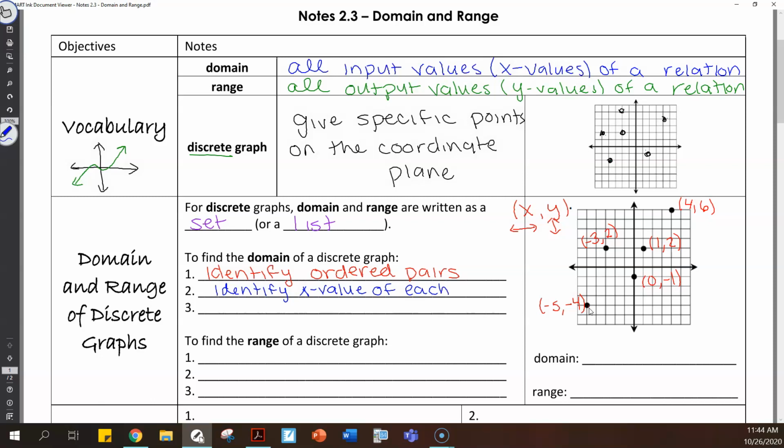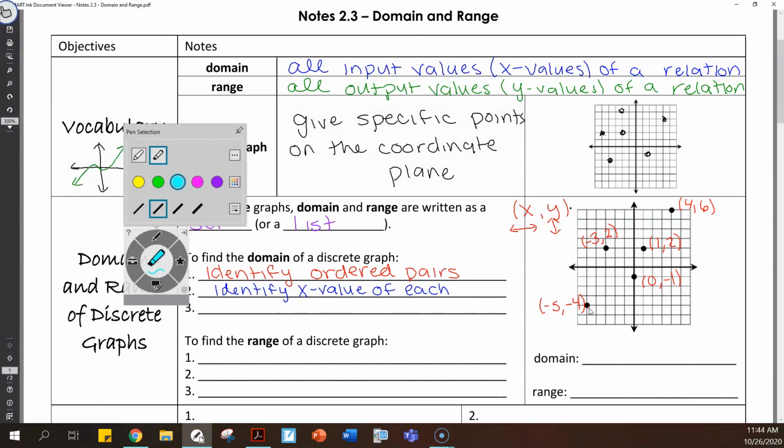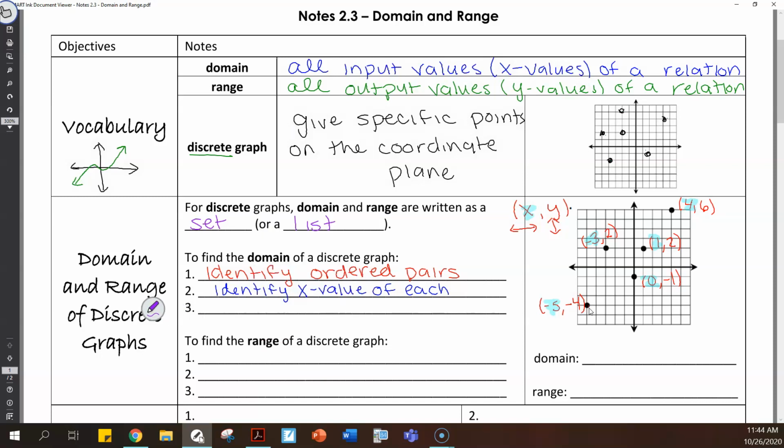Okay. So for my first ordered pair, my x value is -5. Remember, the x values are the first value in your ordered pair. So I've got -5, I've got -3, 0, 1, and 4 as my x values. So once I've identified those, all I need to do is list the x values in set notation.